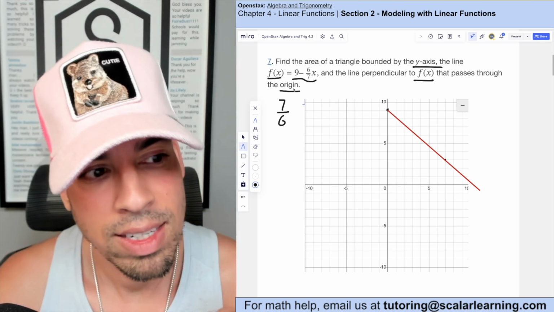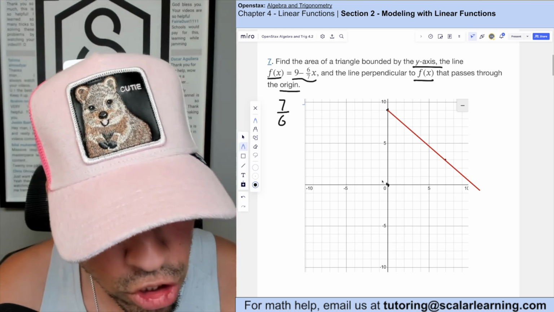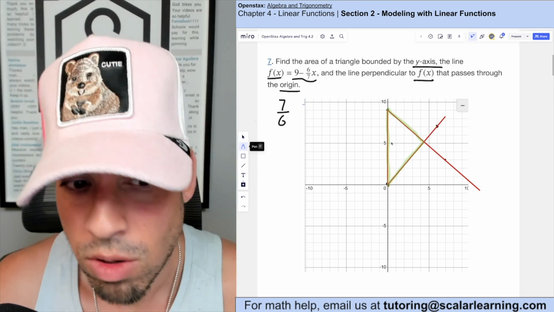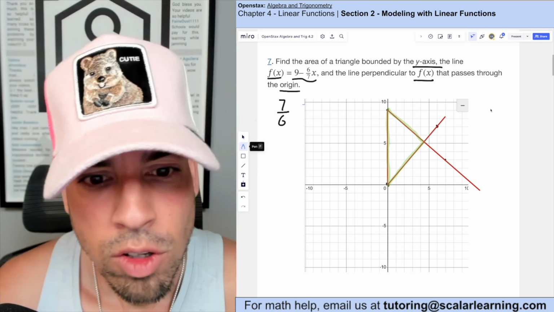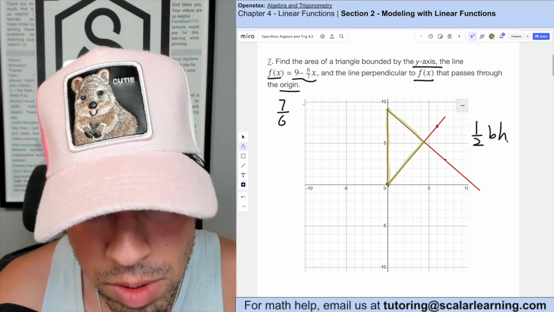And it stems from the origin, right? So we can start with the point at the origin and then go up 7 to the right by 6, like so. So here I outlined the triangle in green, and that's what we have to find the area of. So to get the area of a triangle, it is 1/2 base times height.